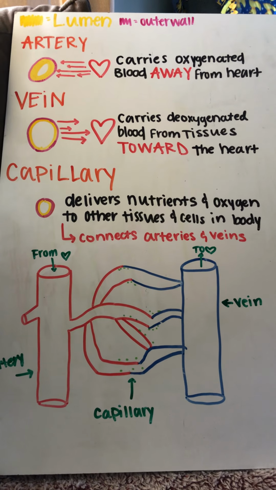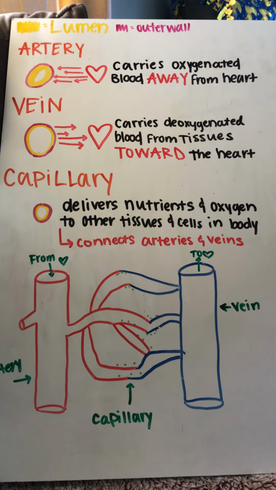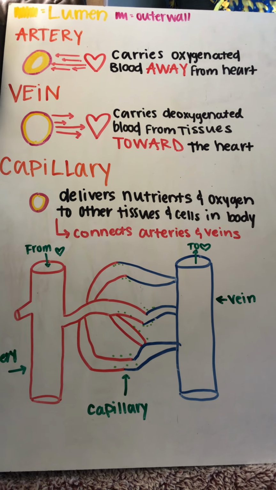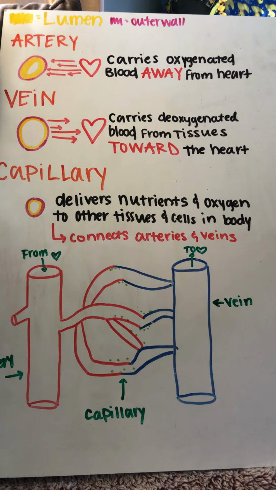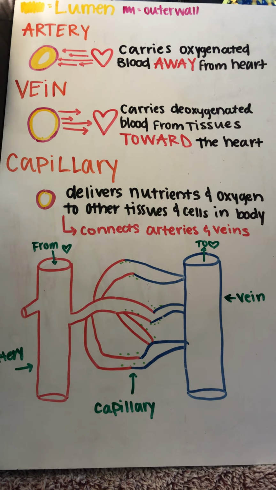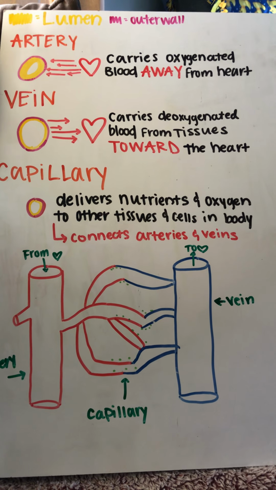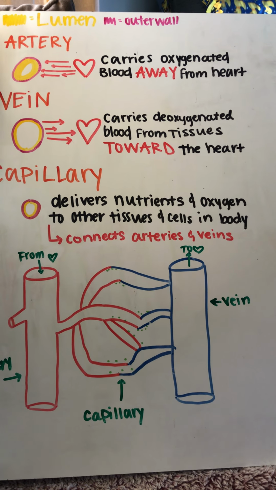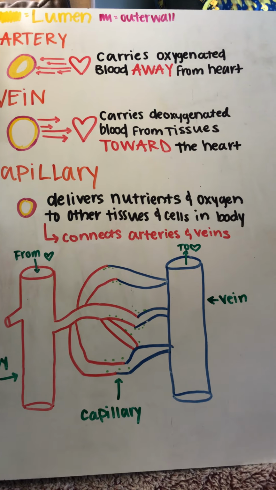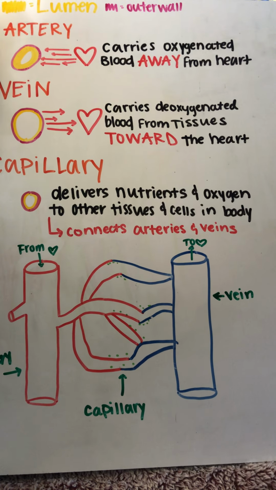So for the capillaries, these are the smallest blood vessels. And what the capillaries do is they deliver nutrients and oxygen to other tissues and cells in the body, and they also connect the arteries and veins. And along with delivering all the nutrients and oxygen, they also exchange gases, nutrients, and waste products as well.